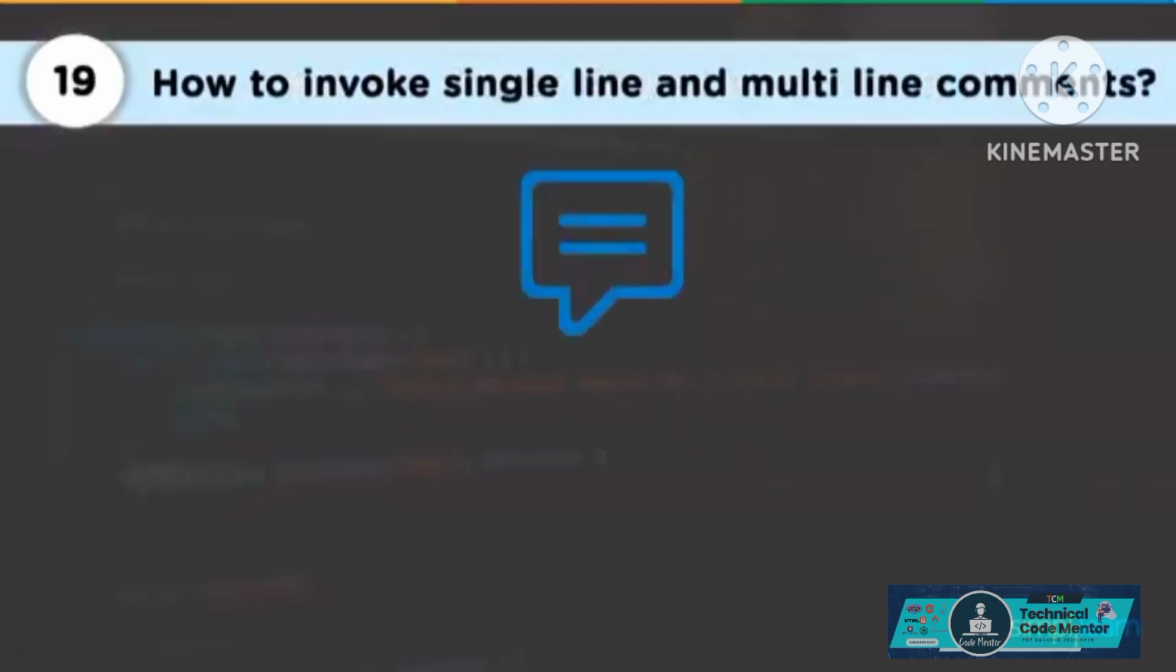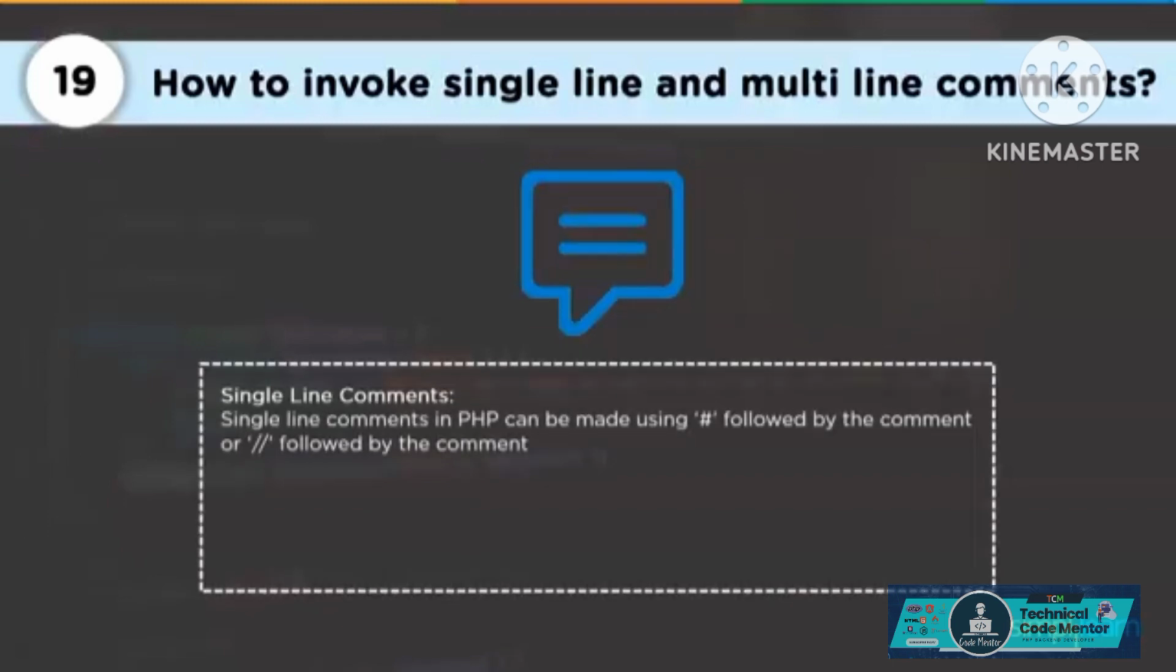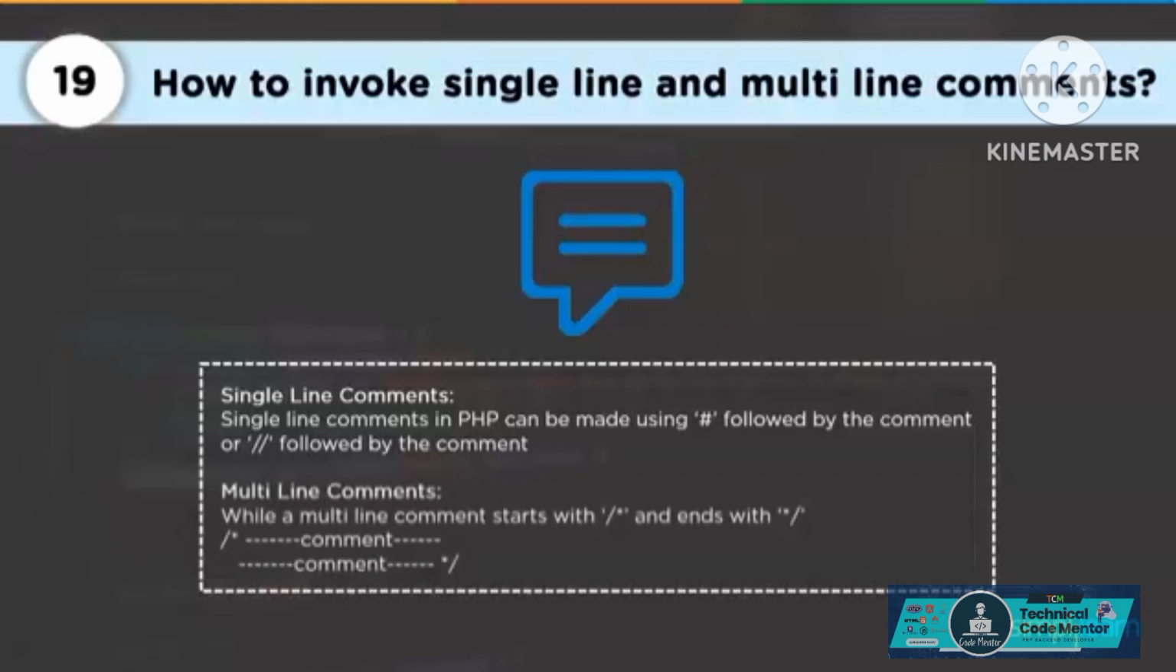Moving on, how to invoke single line and multi-line comments. Now a single line comment in PHP can be made using this hash followed by the comment or double slash followed by the comment. While in case of multi-line comments, you can use this slash star and write your comments in multiple lines and enclose it with a star and slash.